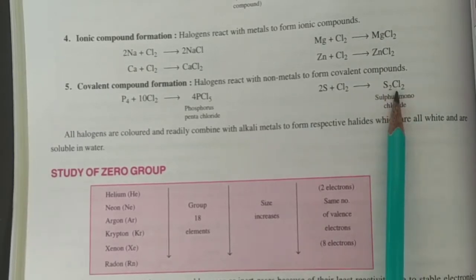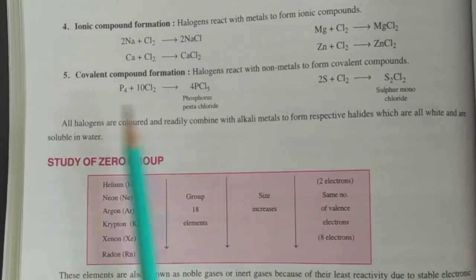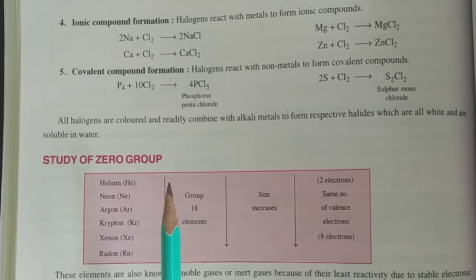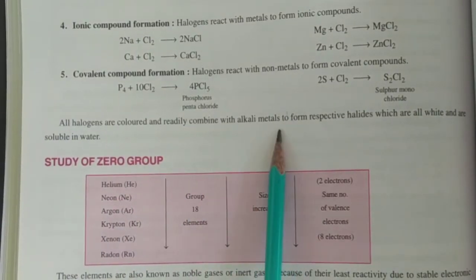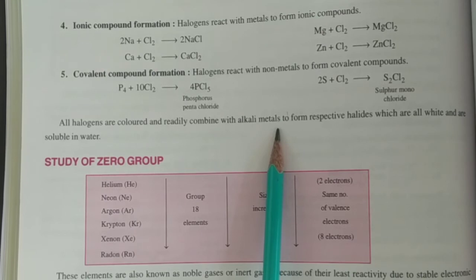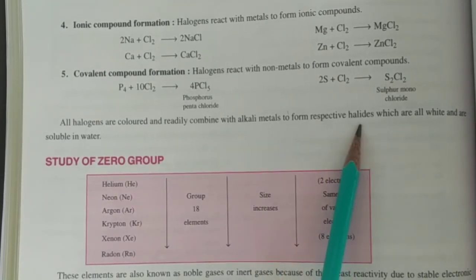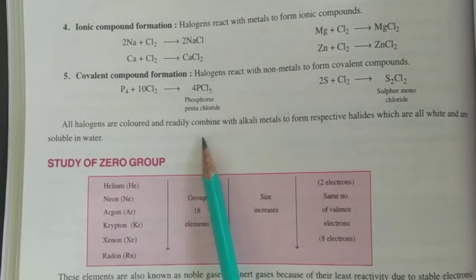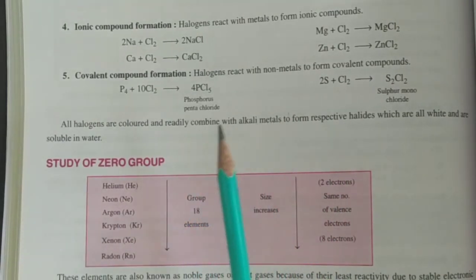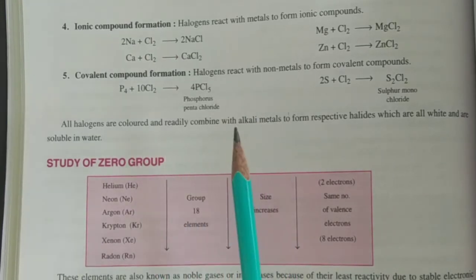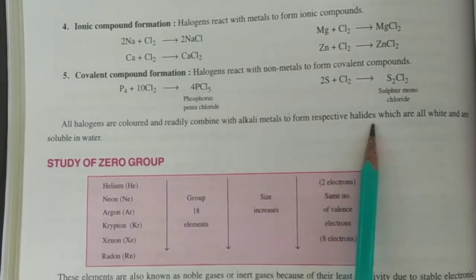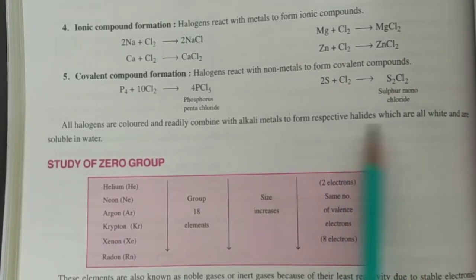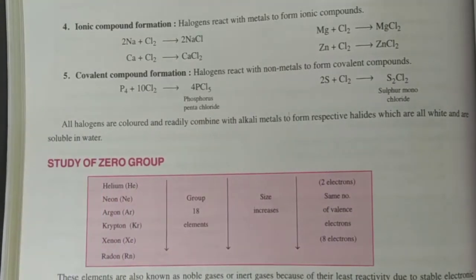Here one more thing is given to you, that all the halogens are colored as we have studied earlier. But when they react with the alkali metals, meaning when they react with the first group elements, they form the corresponding halides. Meaning when lithium reacts with chlorine, it forms lithium chloride. When sodium reacts with chlorine, it forms sodium chloride. And similarly, when other alkali metals react with the halogens, they form their respective halides. And these halides are white in color, and all these halides are soluble in water.